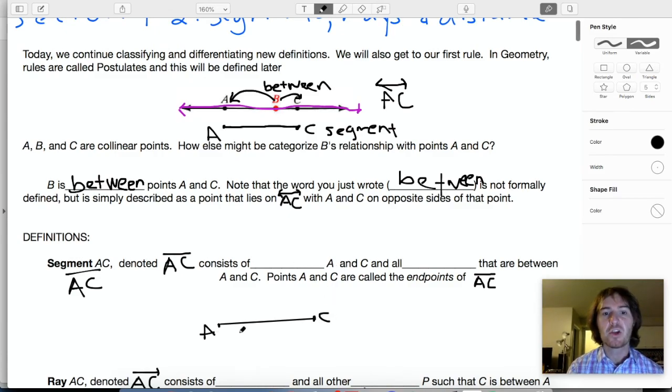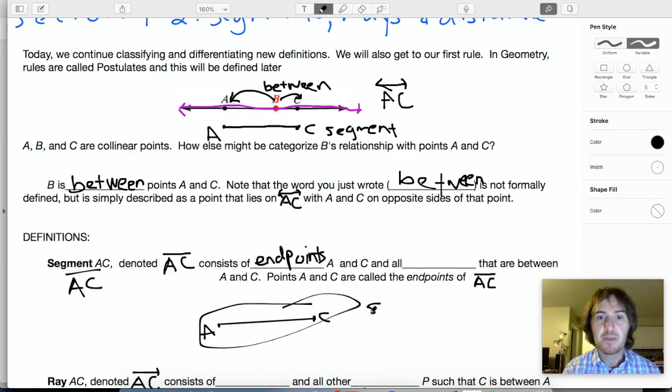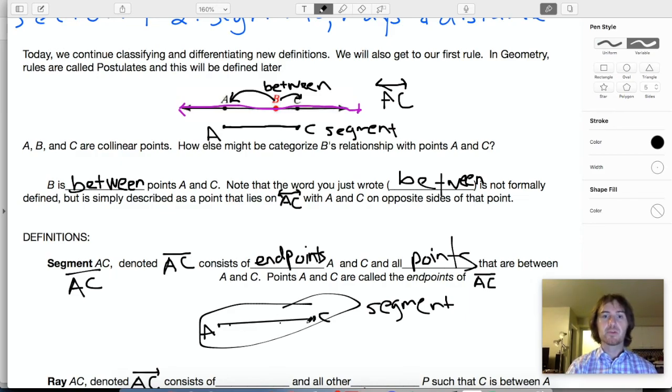And A and C, what might be a good word for A and C right here? The points that are at both sides of the actual line segment here. These are called endpoints, okay? So we'll call them endpoints over here. Endpoints are A and C and all points in between. So this here is the whole segment, and it consists of two endpoints and all the points in between that are between A and C. So this point's between A and C, this point's between A and C, this point's between A and C, all these points are between A and C here.